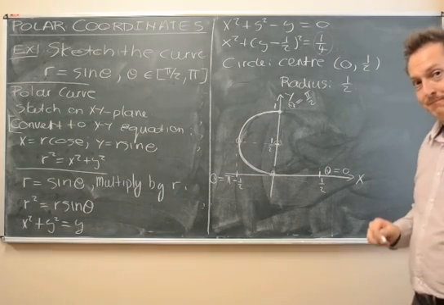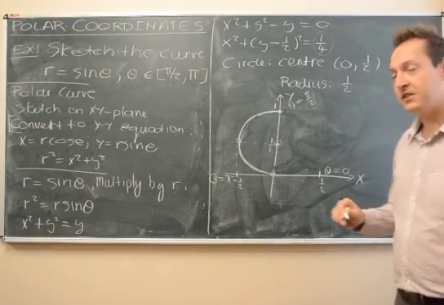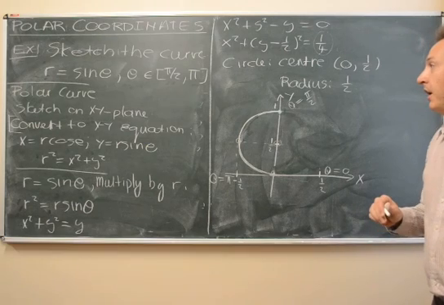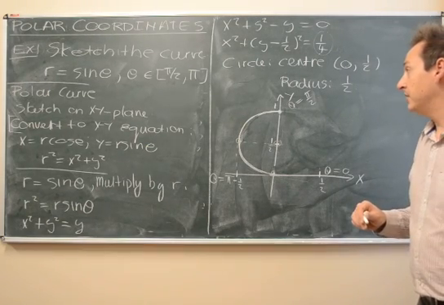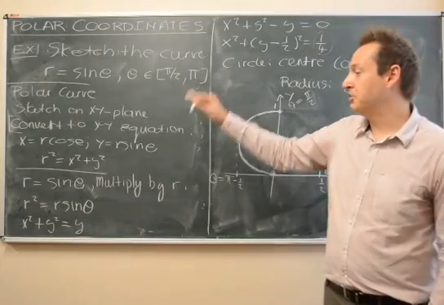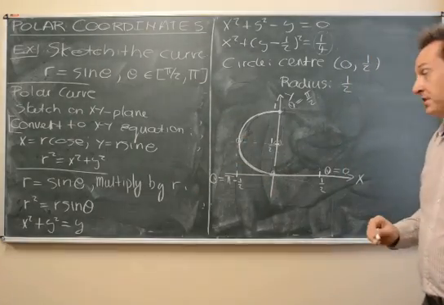So this is a typical kind of example of sketching a polar curve. We will always have equations where we can reduce it to a Cartesian equation and sketch the curve from that.